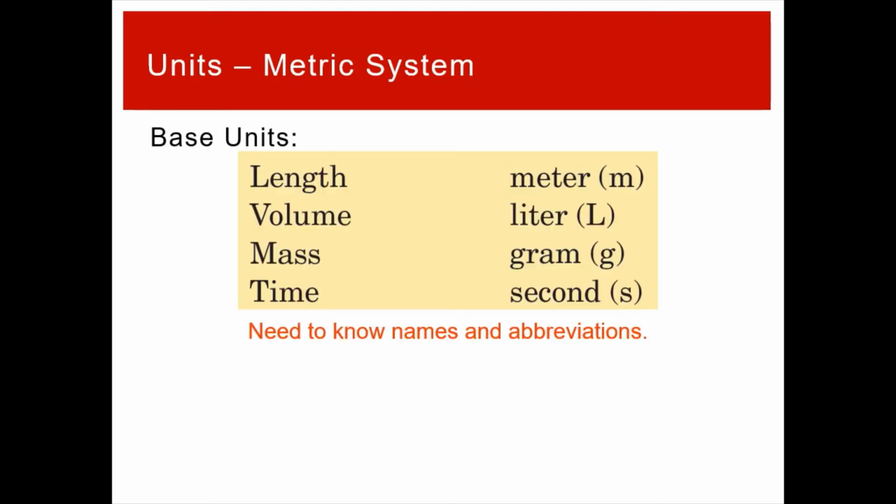So for our bases, we're primarily going to be concerned with meter, liter, gram, and second. So that's length, volume, mass, and time. And each of these units has not only its name, but a symbol. Those symbols are abbreviations. It's just the first letter in all of these cases. And we can always use those.